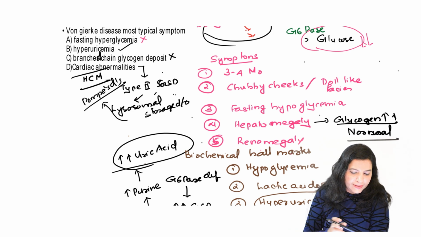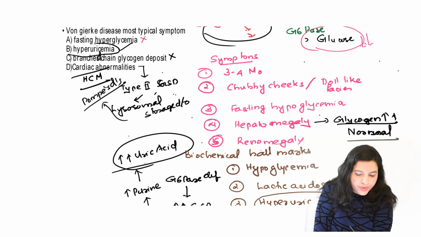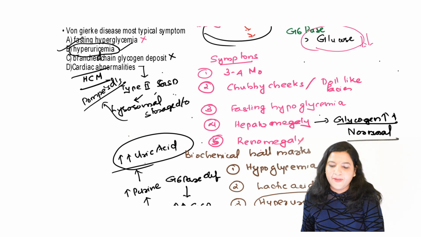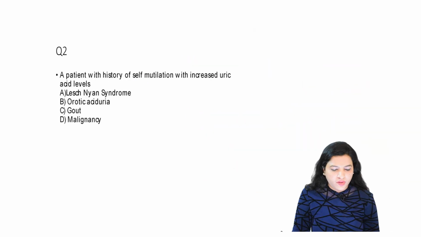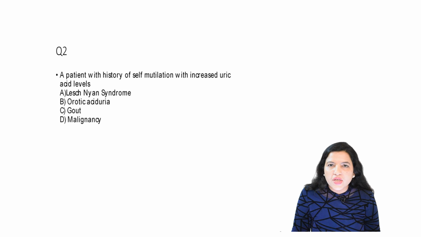So what is the answer here? So the answer here is hyperuricemia. B is the answer here. So moving on to the next question.